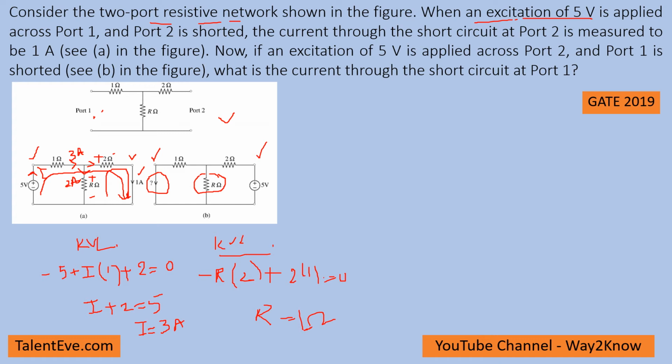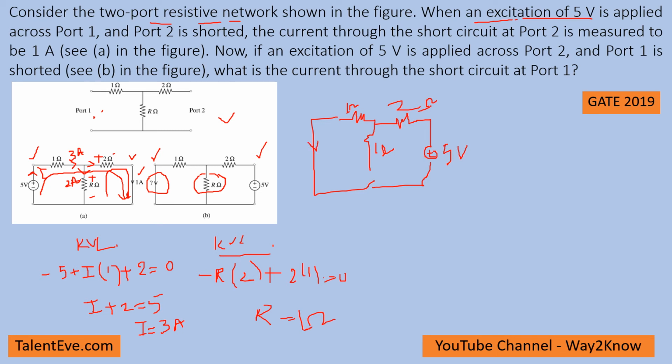So here the resistance is 1 ohm. If you see, this circuit would be this way. This is 1 ohm, and this is 1 ohm, and this is 2 ohms, and this is 5 volts. Now here we have to calculate the current.